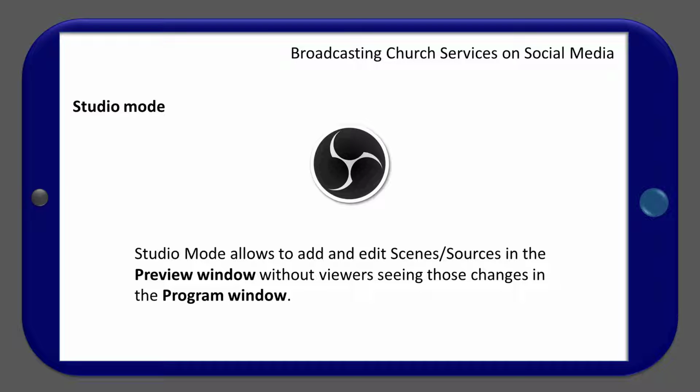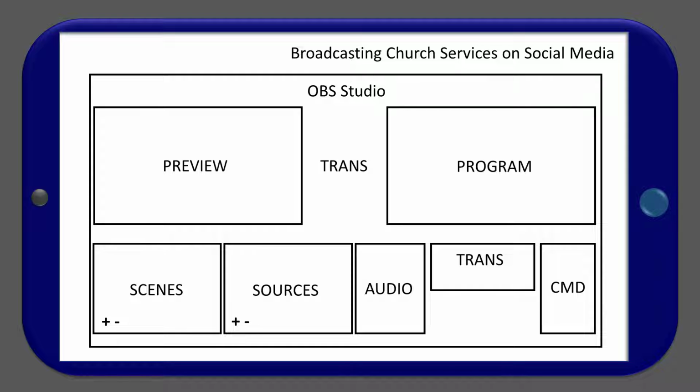Studio mode. By default, the software presents only the program or on-air window. Studio mode allows to add and edit scenes and sources in the preview window and to view them without the viewers seeing those scenes. As already presented, this is the configuration you want to get, a preview and a program window.